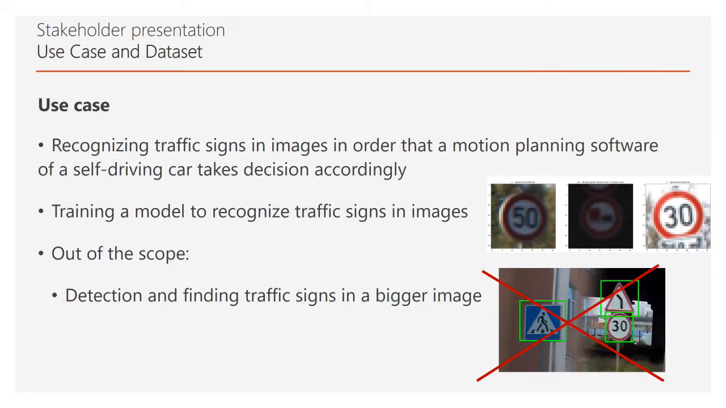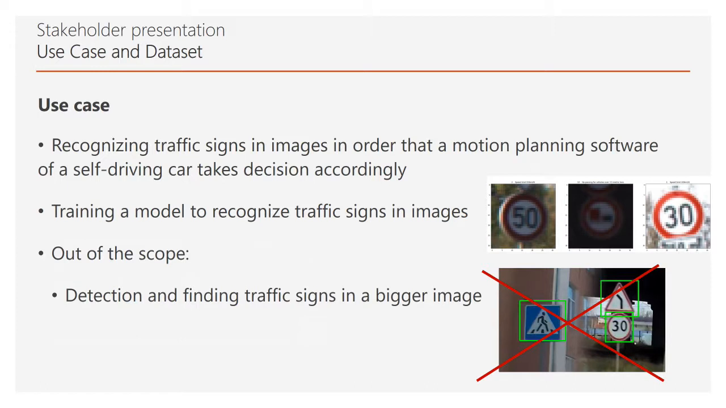Let's start with a stakeholders presentation. My use case is about recognizing traffic signs. This information is going to be used in a motion planning software of a self-driving car. Therefore, it's important that traffic signs are recognized with high accuracy as there are human lives at risk.